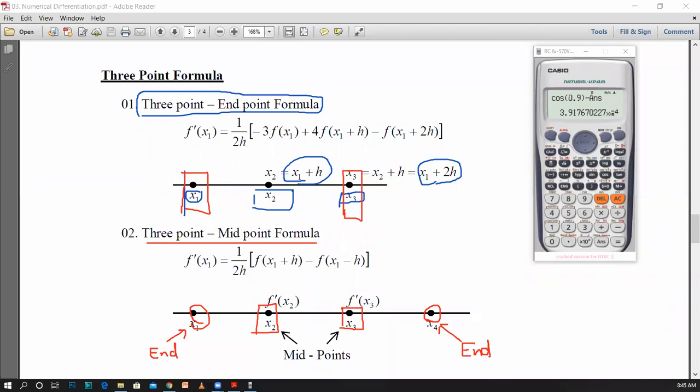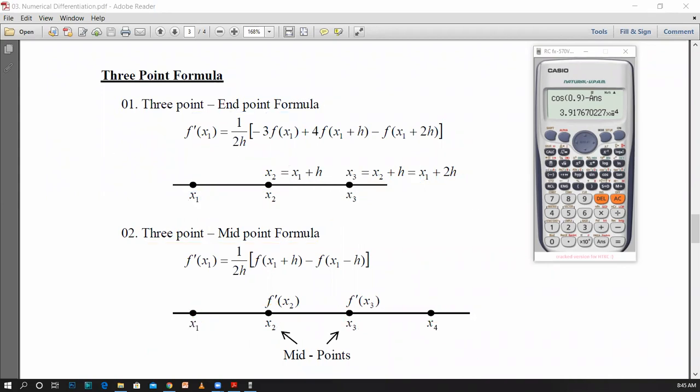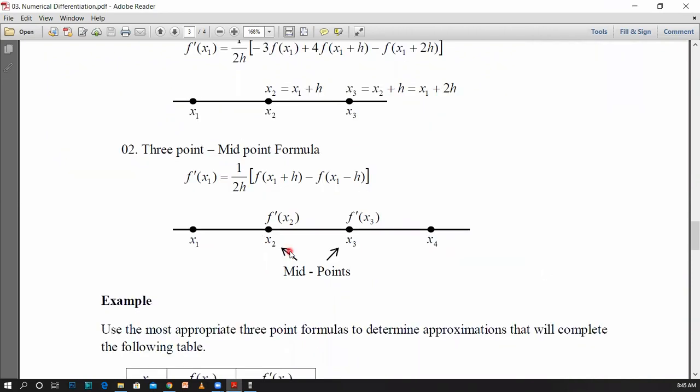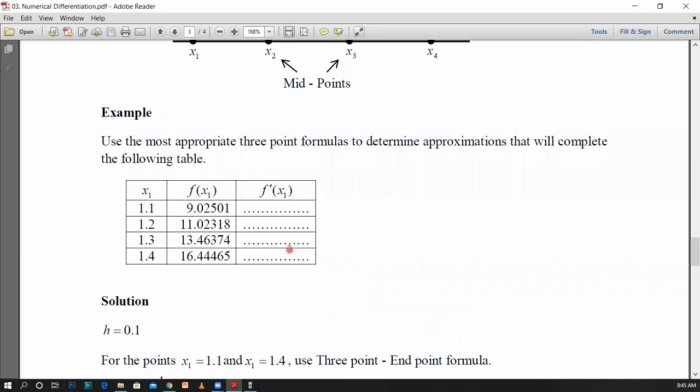Okay, now we will see how we can use these two methods to identify the values for the derivative of the function f at the given points. This is one example. In this example, they are asking us to use the most appropriate 3-point formulas to determine the approximations which complete the following tables.